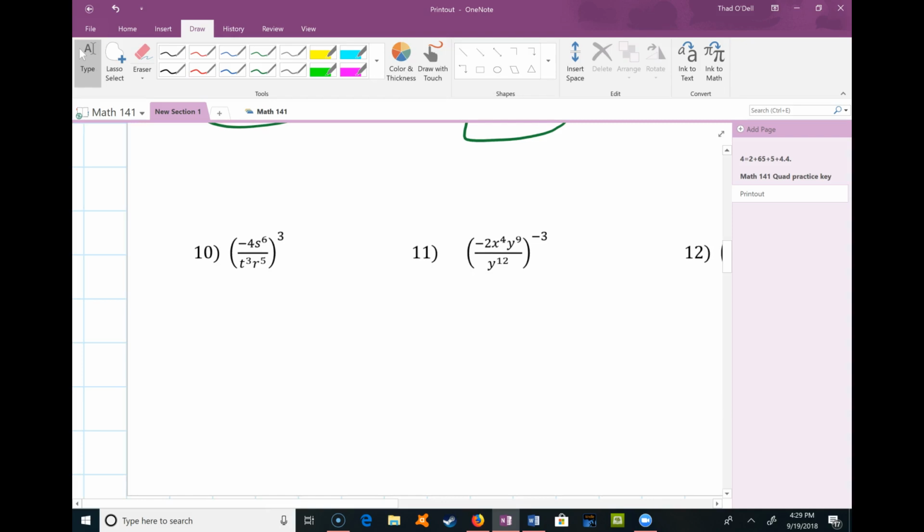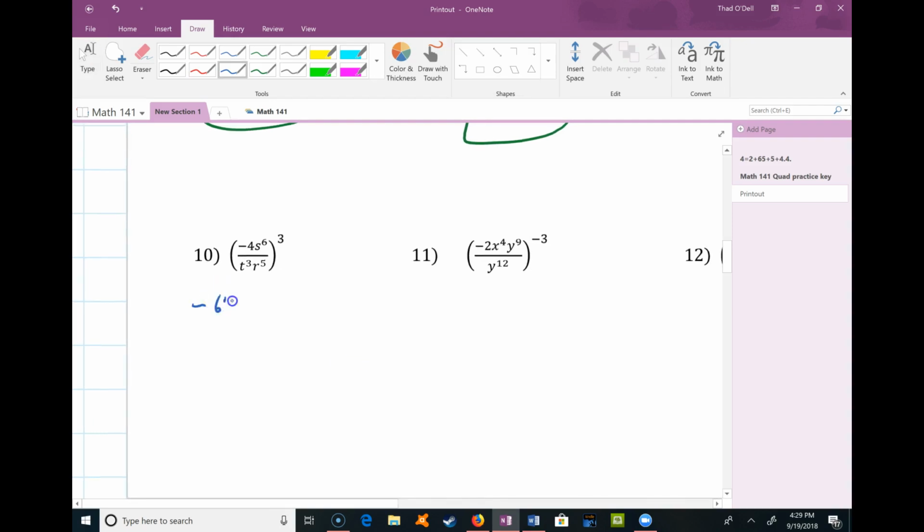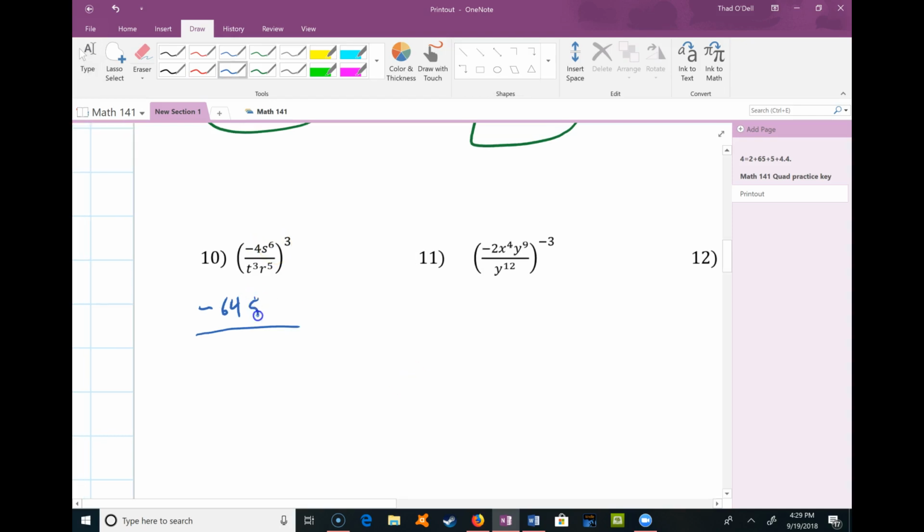So 4 times 4 times 4 is 64, and a negative times a negative times a negative is a negative. So that'd be negative 64 on top. And S to the 6 times S to the 6 times S to the 6 is S to the 18th. And T cubed to the 3rd power would be T to the 9th power. And R to the 5th to the 3rd power would be R to the 15th power. And that's it. We just had to apply that cube and we're done.